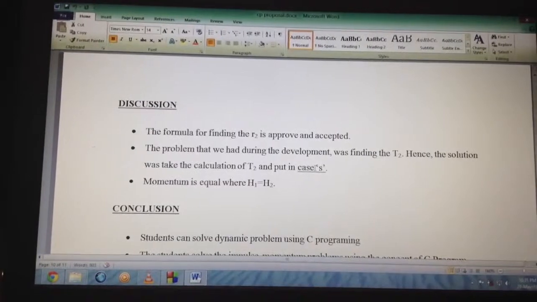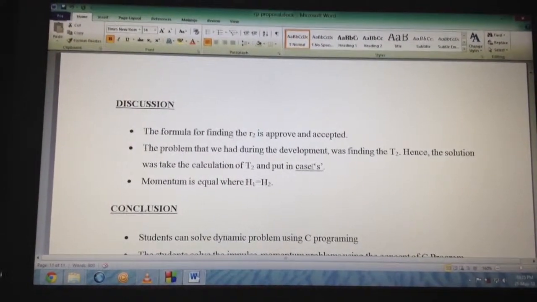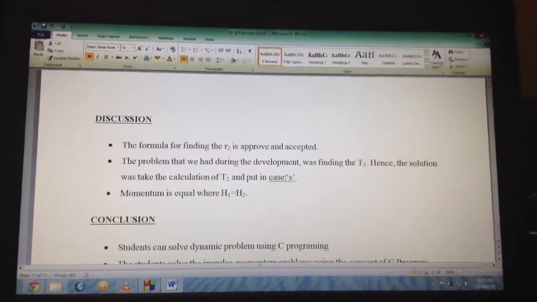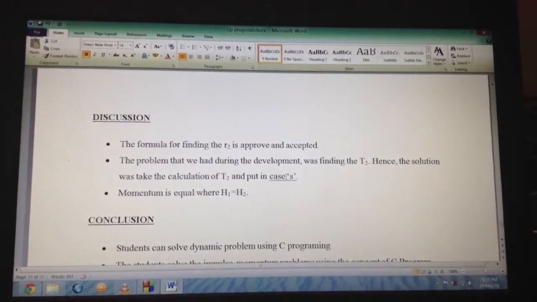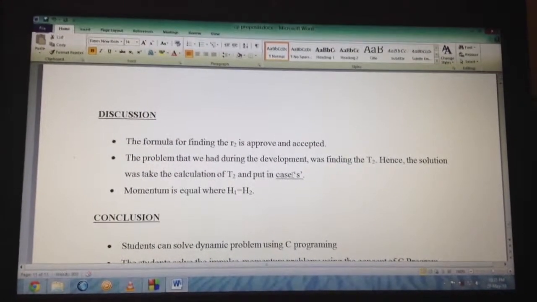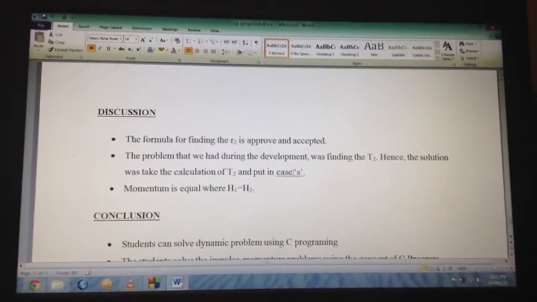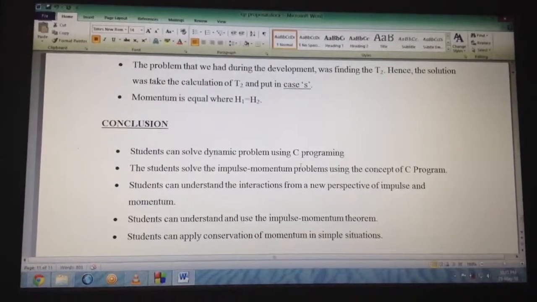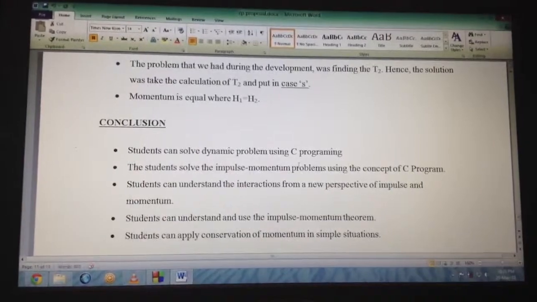And this is our discussion. It's hard to do the programming because of finding the T2. So we use the case solution to calculate the T2. So this is the conclusion.